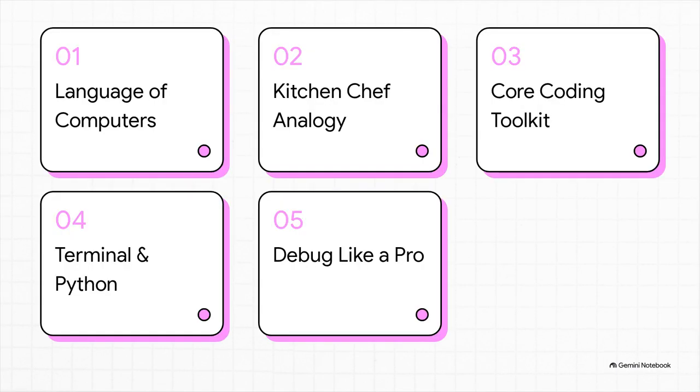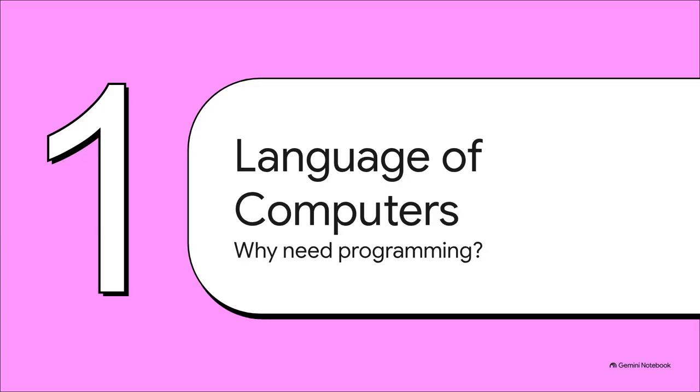Okay, let's take a quick look at our roadmap for today. We'll be covering the language of computers, a really helpful kitchen chef analogy, your core coding toolkit, some hands-on terminal and Python practice, and we'll wrap up with debugging like a pro. Kicking things off with Section 1, the language of computers.